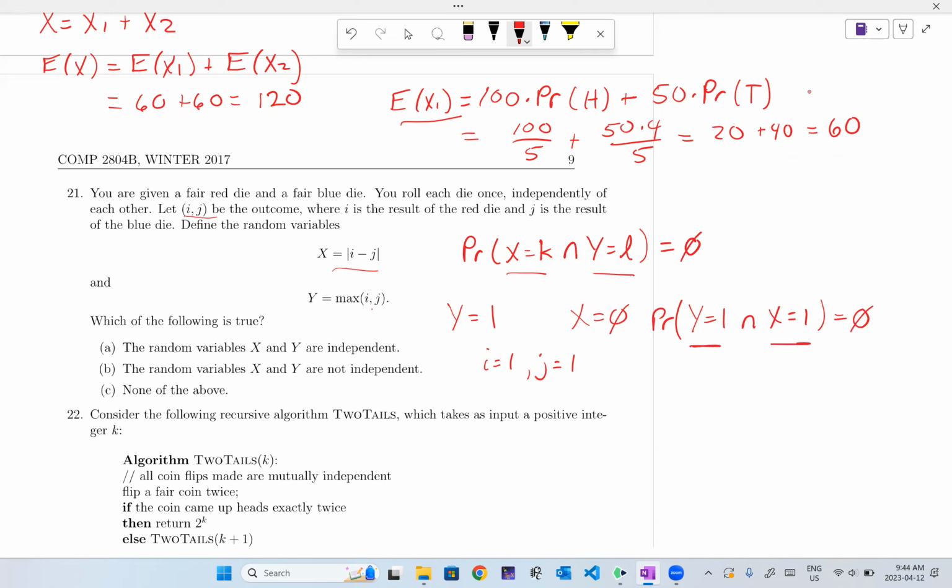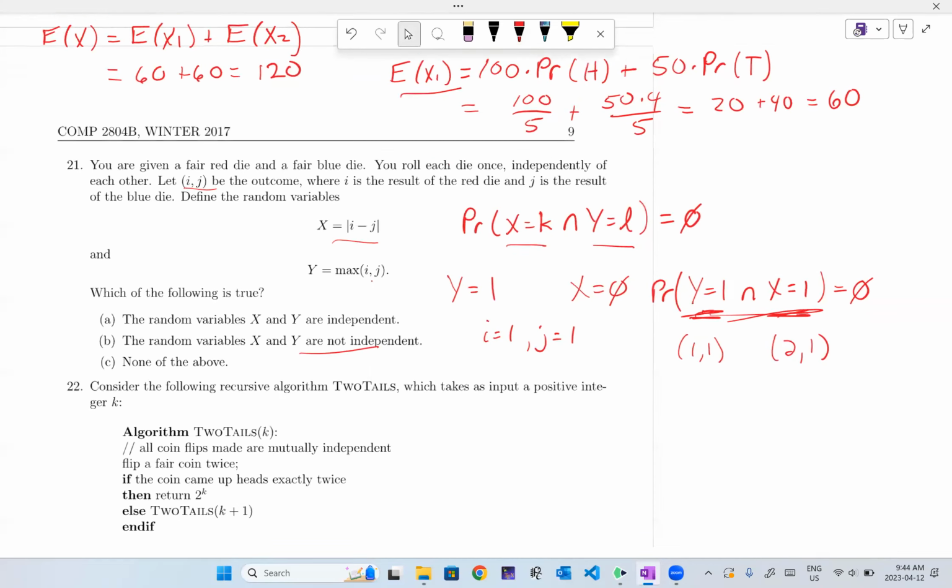Yet, both of these are still possible, right? I have one roll for y, 1, 1. And the roll for x where i minus j, well, that could be 2, 1. So yeah, the probability of these two events are not 0, but the probability of the intersection is 0. Therefore, these are not independent events.